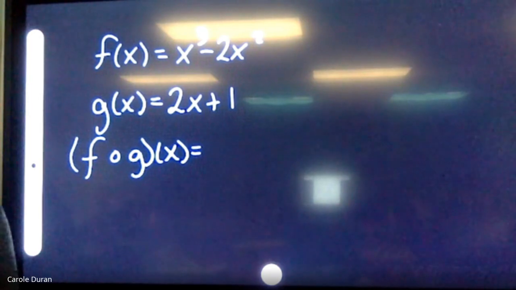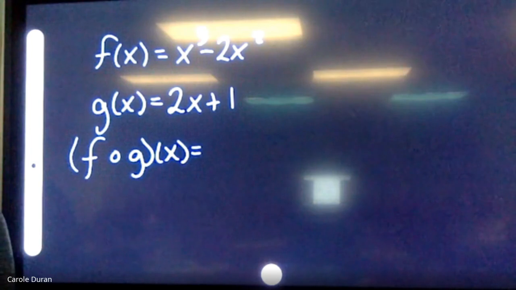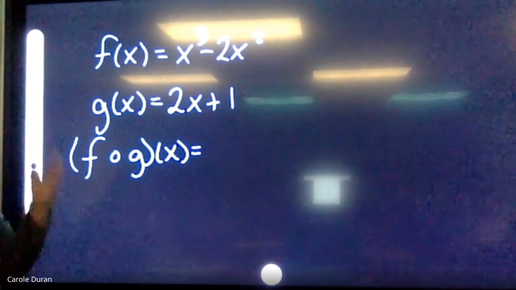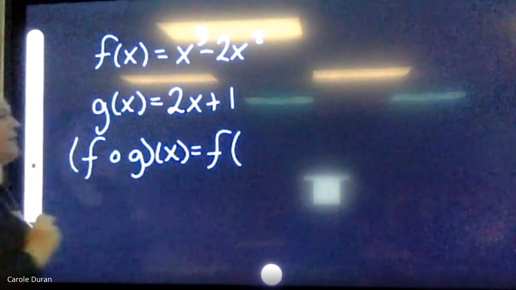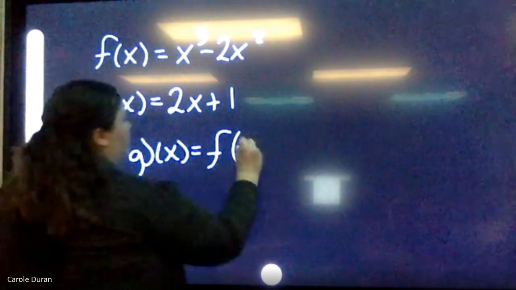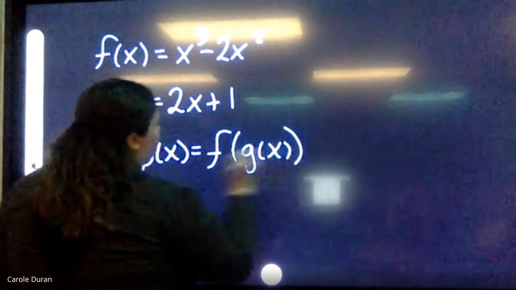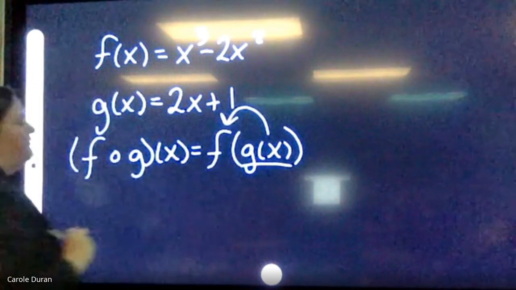I would, of course, first like to write this in my other notation. So Ariana, how would I rewrite this using the other notation? What's my outside function? So f, right? Okay, so that goes on the outside. Then what's my inside function, Ariana? So the g, and that goes on the inside. So that's how I rewrite my other notation, again reaffirming that g plugs into f.